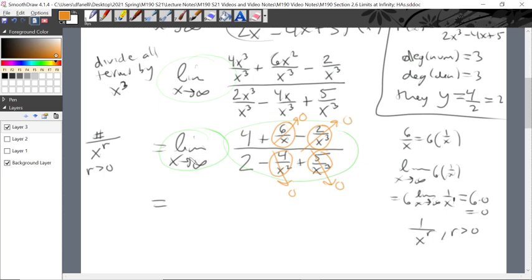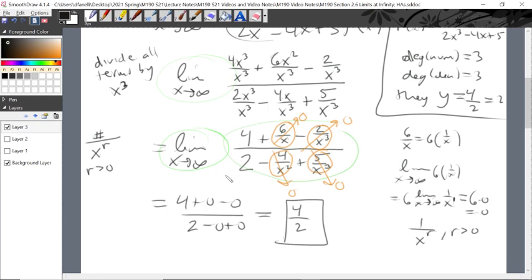And what we're left with then is the limit as x goes to infinity of 4 plus 0 minus 0. All right, I'll write that part out right here. 4 plus 0 minus 0 on top, and 2 minus 0 plus 0 on the bottom. Okay, and that, of course, just simplifies to 4 over 2.